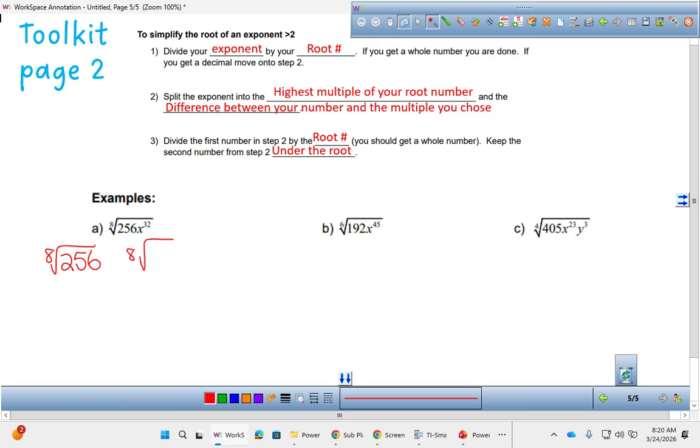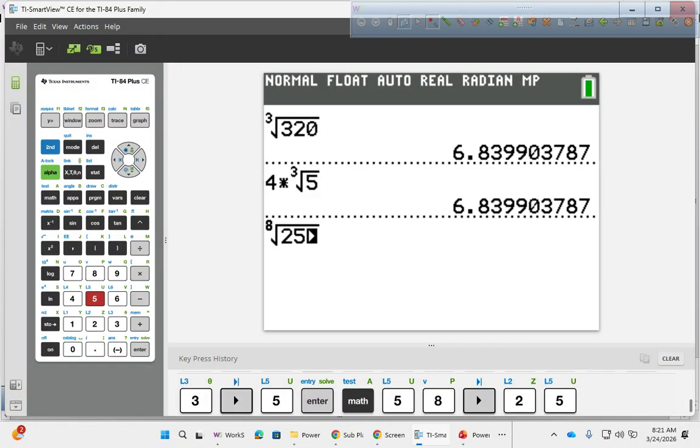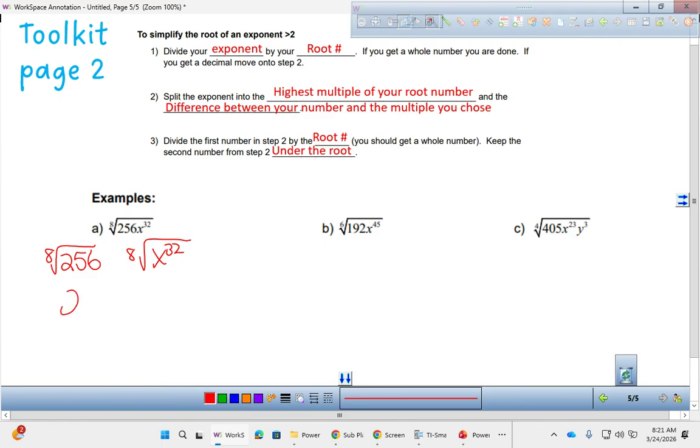I'm going to separate this idea, right? Because what I'm going to do to the 256 in this first example is not what I'm going to do to the x to the 32. Variables work different than coefficients. So for that 256, I'm going to math-5 it. What type of root was it? What was the number on the outside? 8. The 8th root of 256. Perfect whole number. It's a 2, so I'm just going to write 2.